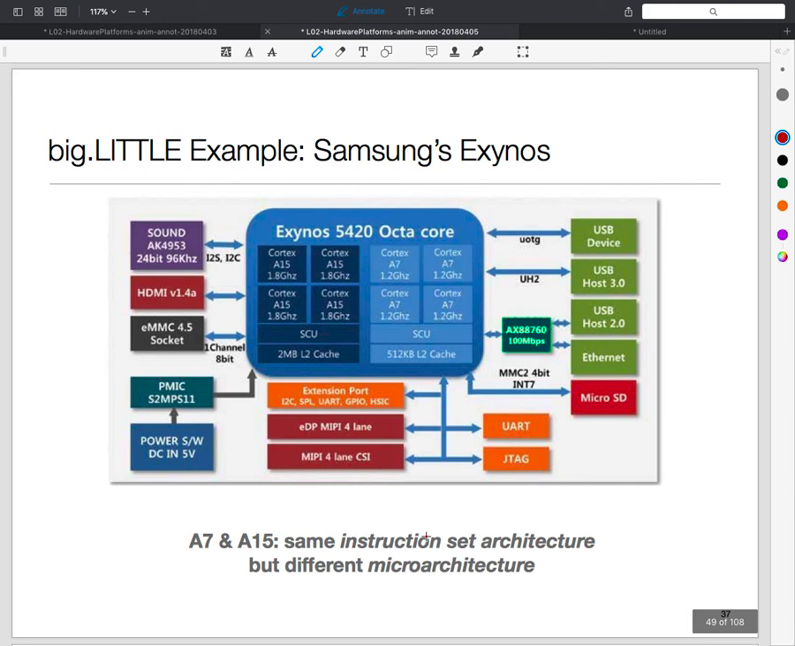A good example of this: this technique is called big.LITTLE. Big processor, little processor combined together. One of the early chips which had this was a chip called Exynos from Samsung. What this chip had was 8 processors. 4 of them were big, out here, so these were the big part. And this was the little part.